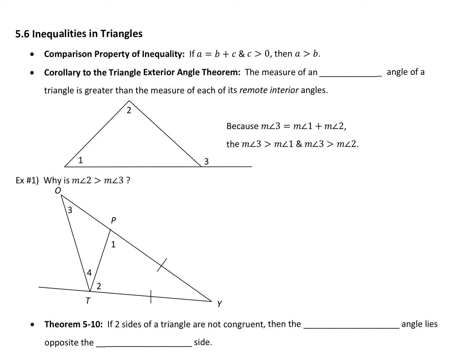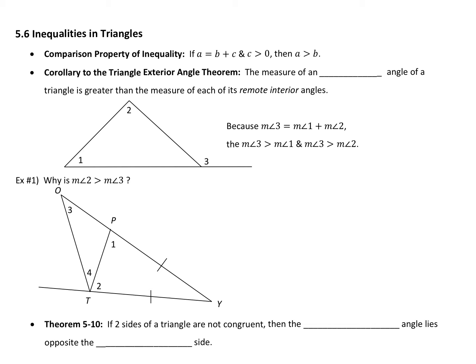5, 6 is all about inequalities. What's an inequality? More than, less than. Less than, greater than, less than or equal to, greater than or equal to. This is going to be less than or greater than involving triangles, okay? Inequalities in triangles. So there are a couple properties, theorems that we need to talk about, and then I'll get to the fun stuff in just a minute.